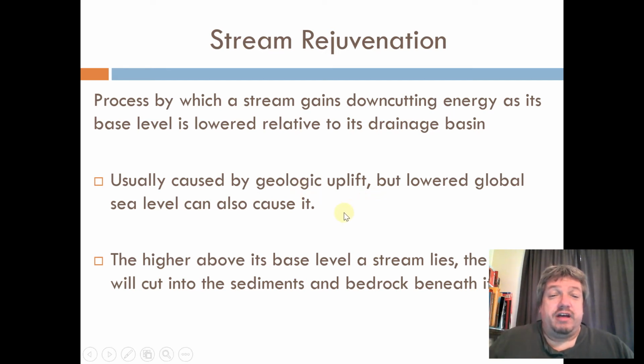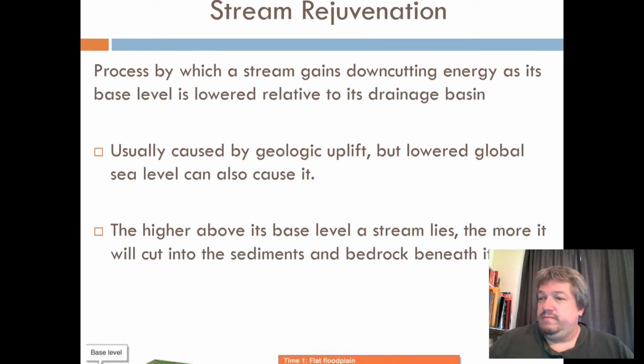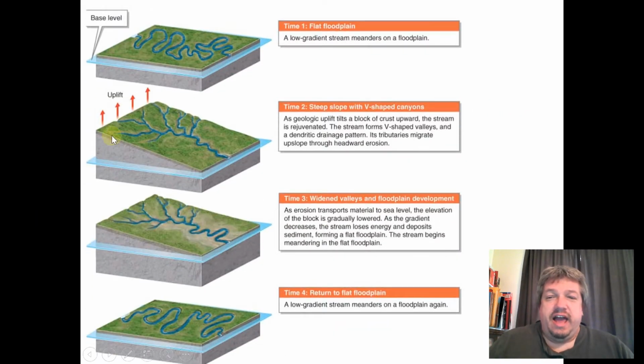But it can also happen with lowered sea levels, which is something we haven't seen for 10,000 years. But during the last ice age, that did happen. Okay? But the higher the stream lies above the base level, the deeper it will cut. So let's go back to that picture. The higher the stream over here is over its base level, the deeper those valleys can be.